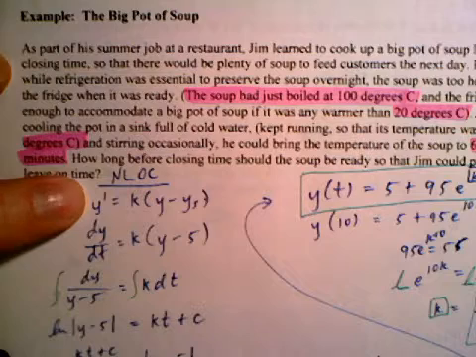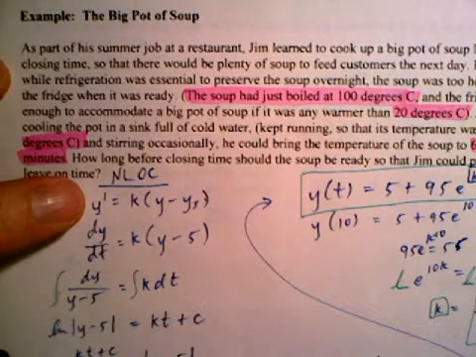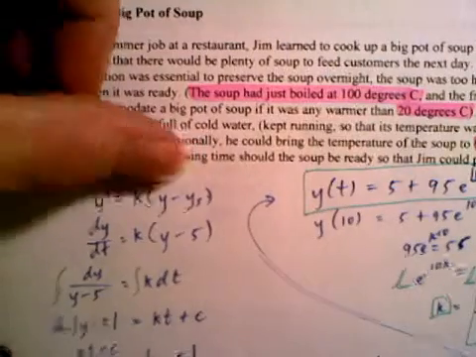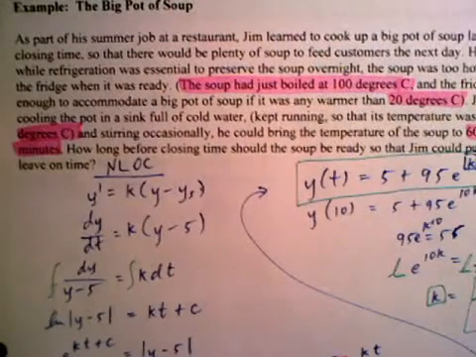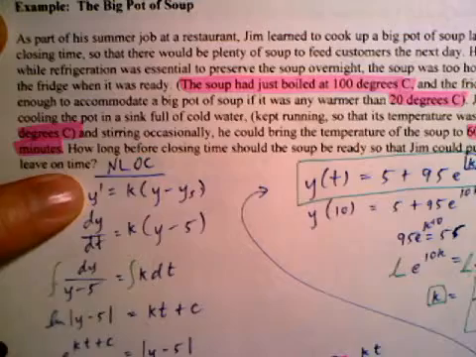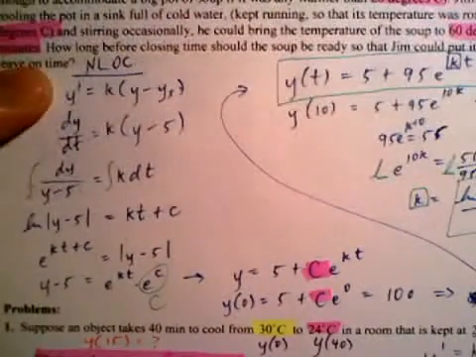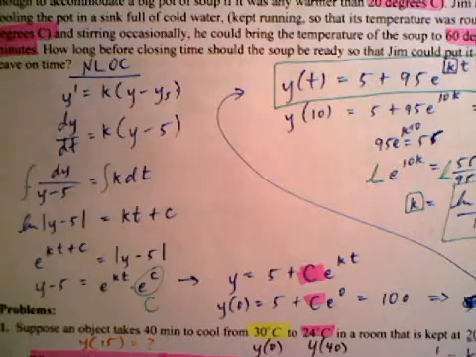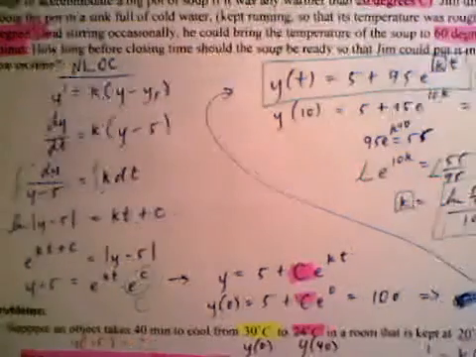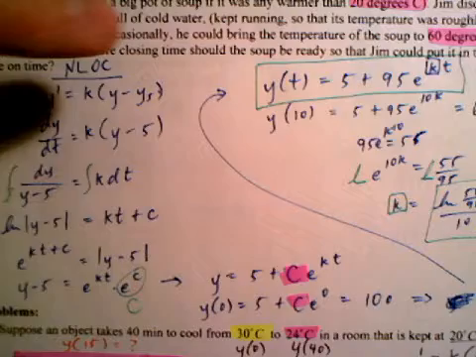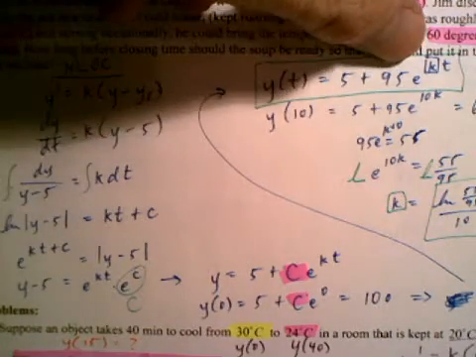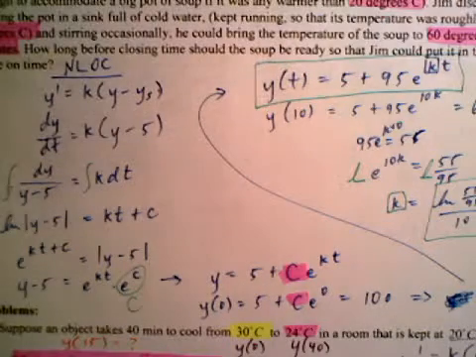Newton's law of cooling says again that the rate of change of the temperature is proportional to the difference between the current temperature and the surrounding temperature. Given that, we're going to solve this differential equation. I'm not going to walk you through that. You can see my other two videos on how to walk through that. But eventually what you want to do is get to this equation right here: y of t equals 5 plus 95 e to the kt.